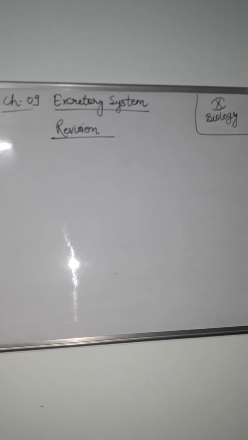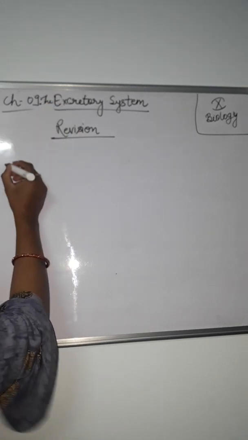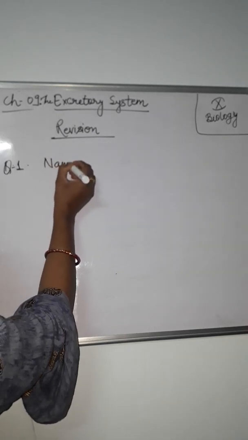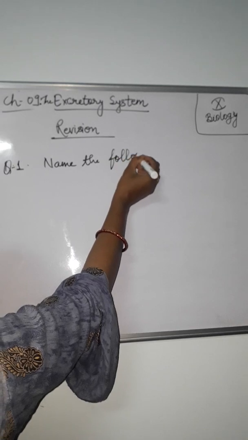Okay. So now first type of question which comes in the examination. Okay, this is your first question always on your question paper. This is name the following. Okay, the excretory system. Question number 1, name the following.